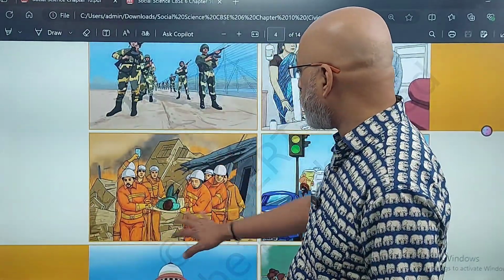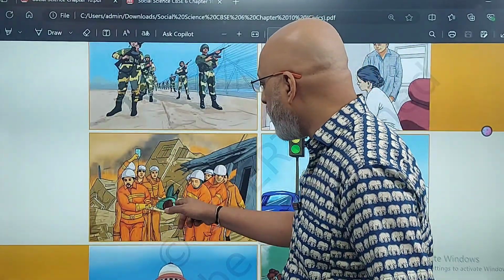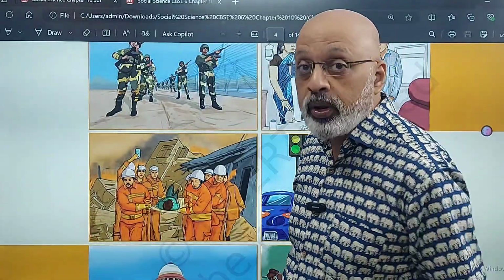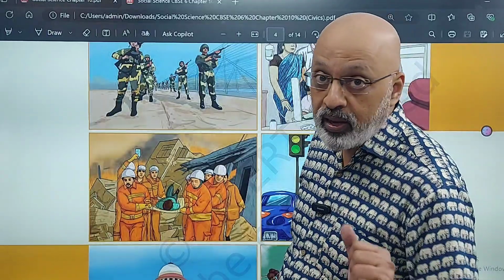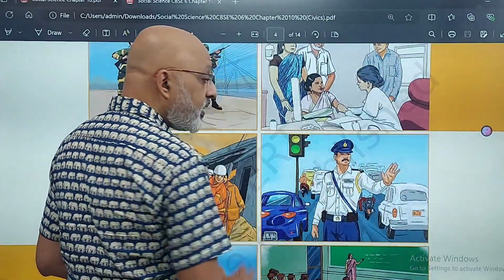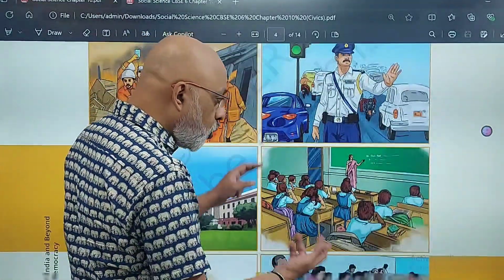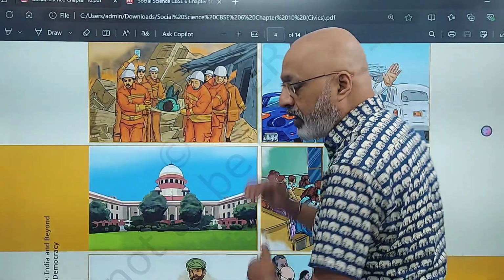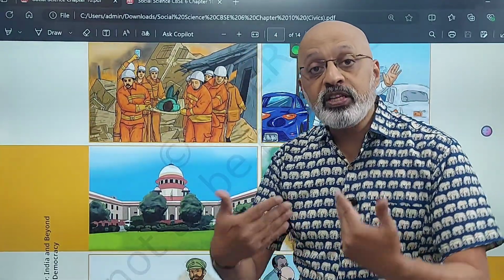Now this has happened in the case of either a building collapse or an earthquake, right? So these people are taking this person, this citizen, on a stretcher. They are rescuing him from there and sending him to a hospital where he can be looked after by the medical teams. Then of course this is the traffic police taking care of traffic management. This is inside a school where the teacher is teaching you guys. This is the Supreme Court ka photograph in New Delhi, which kind of takes care of delivering justice.